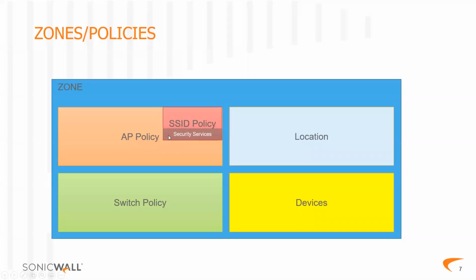And here you can see security services. If you do have the advanced license, you can specify your security policies in here, things like content filtering or botnet, security services like that. We'll go through the security services when we get into the console, but this is really just to show you how everything is built in Wireless Network Manager.